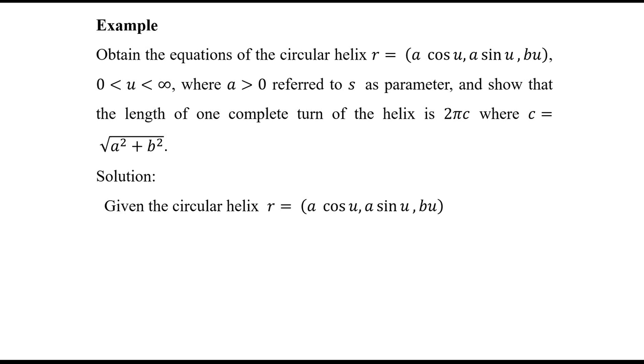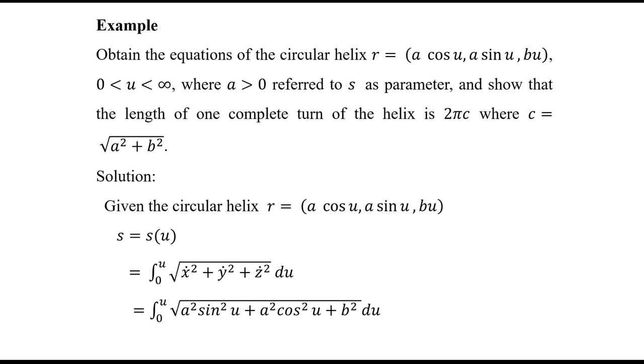vector component. So r vector equal to a cos u, a sin u, bu. So x component x equal to a cos u, y equal to a sin u, z equal to bu. So we know the arc length formula, s equal to s of u equal to integral 0 to u square root of x dot square plus y dot square plus z dot square into du. So here the limit varies from 0 to u.